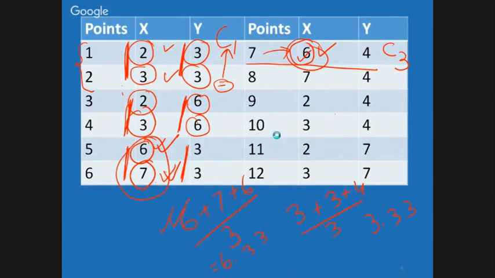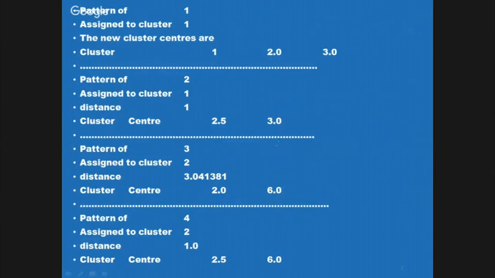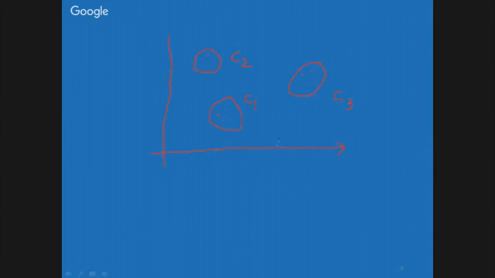Now, when we do each and every point, you will see these 3 clusters, that means C1, C2 and C3. Some points will be in cluster 1, some points will be in cluster 2, and some points will be in cluster 3.